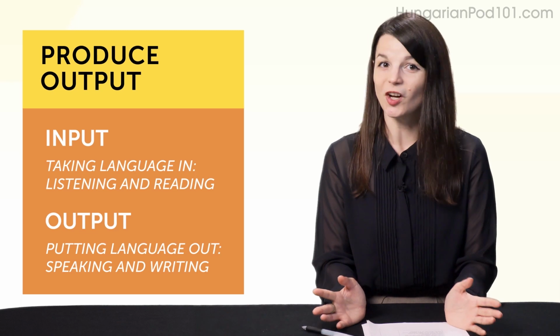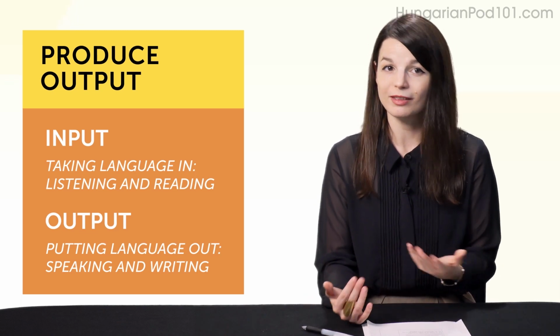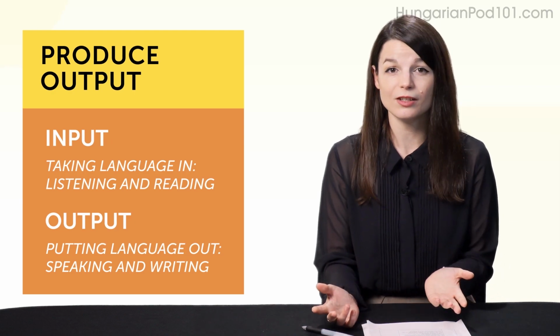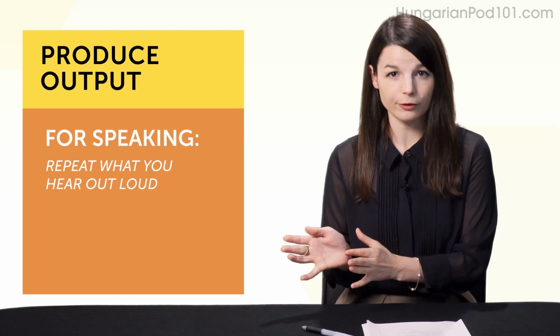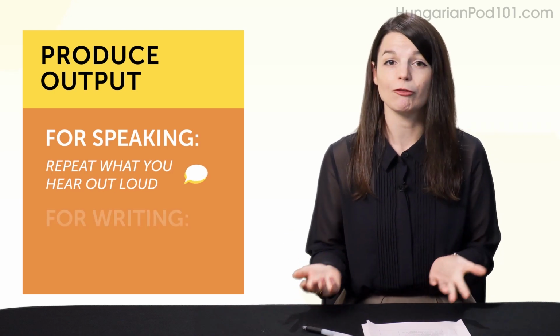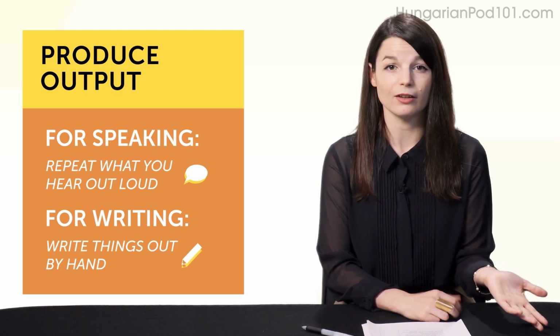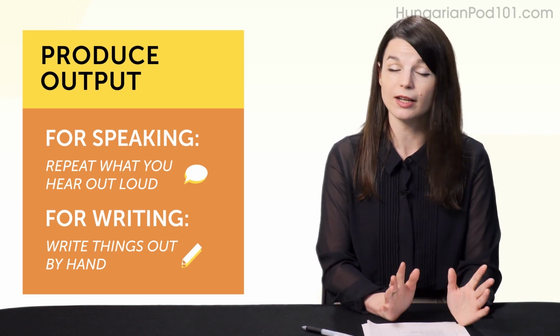You can listen to lessons all day long, but listening helps with listening. It won't get you speaking the language. So, the easiest ways to produce output are, for speaking, repeat what you hear out loud. That's called shadowing. And for writing, write things out by hand. You can copy out our lesson dialogues or just copy the sentences out of a textbook.